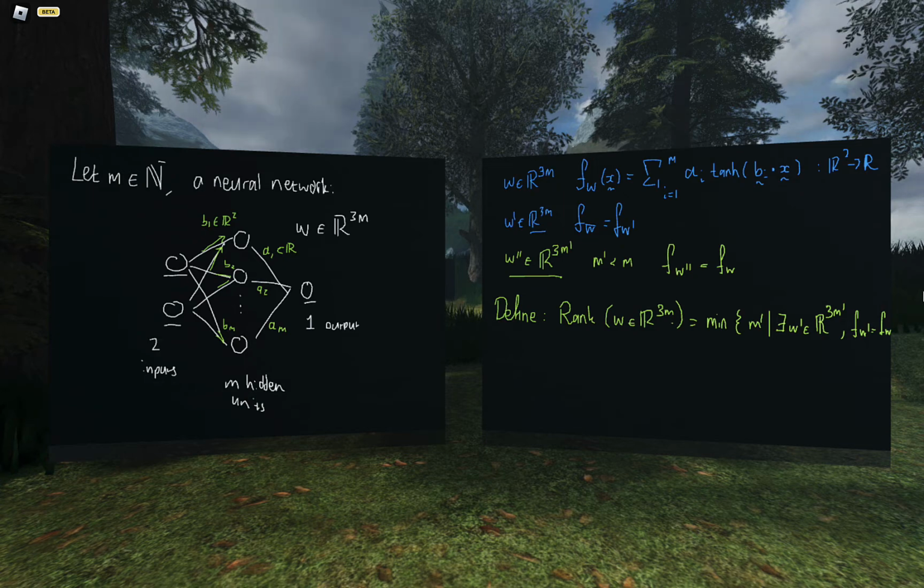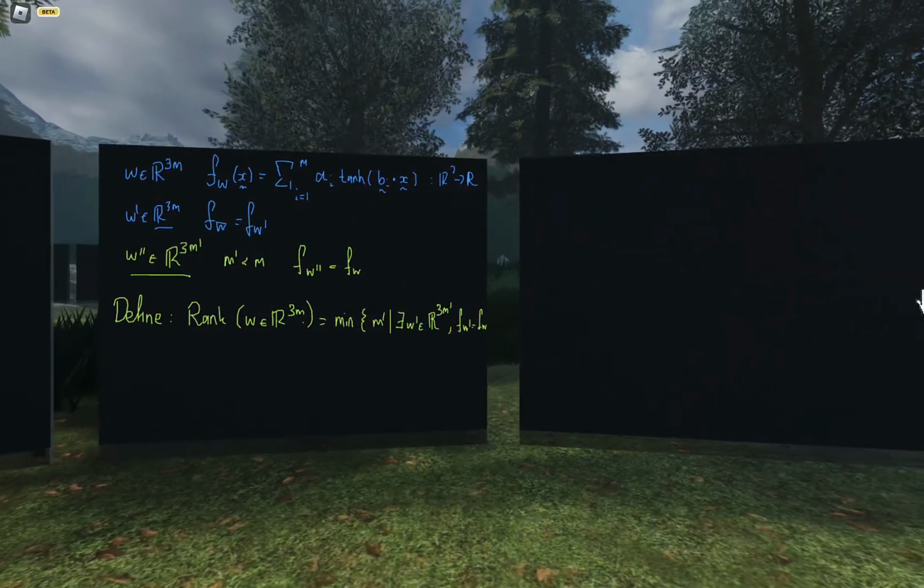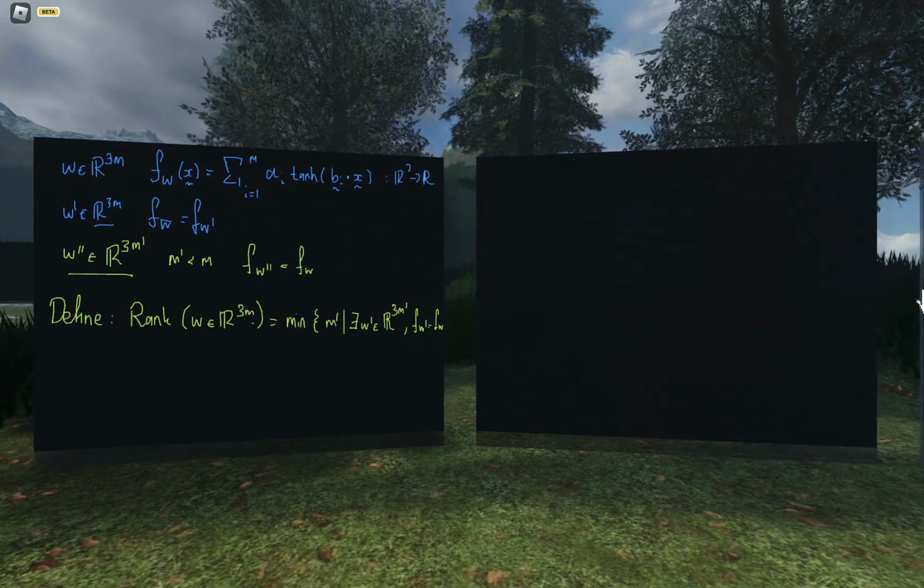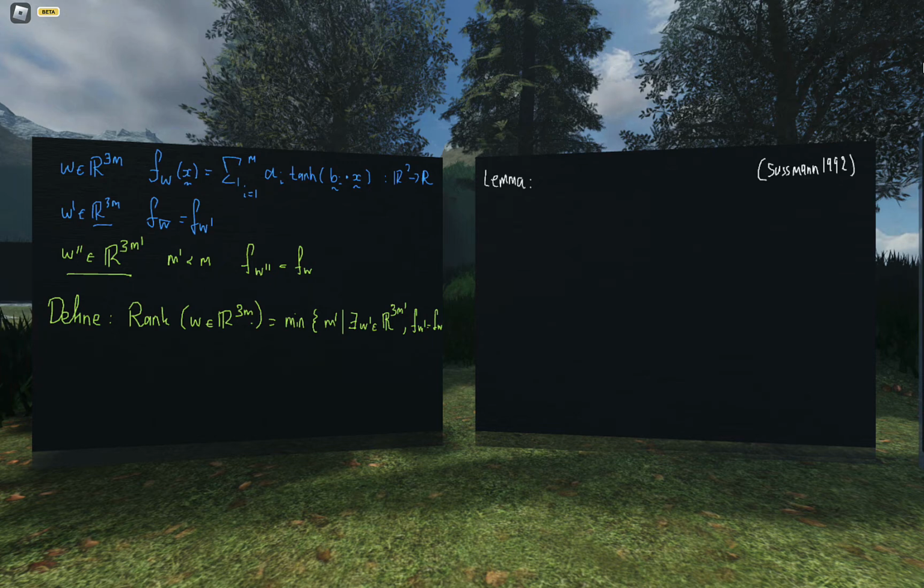Okay, assuming this is clear, I'll tell you the different ways in which you can compute the rank of a parameter. So a lemma that comes kind of indirectly from Hector Sussman in 1992. And this is sort of a modified version, but that's because we're not considering biases. We've got a slightly different setting, but I'll just give you this version.